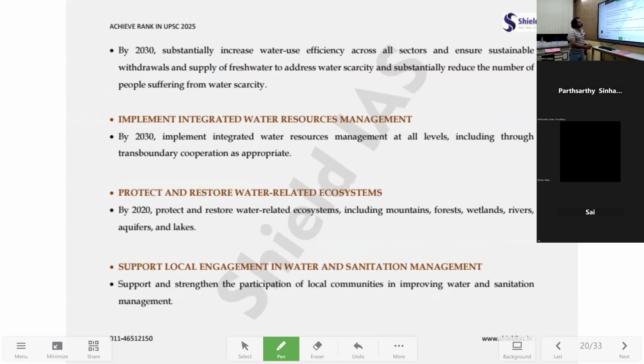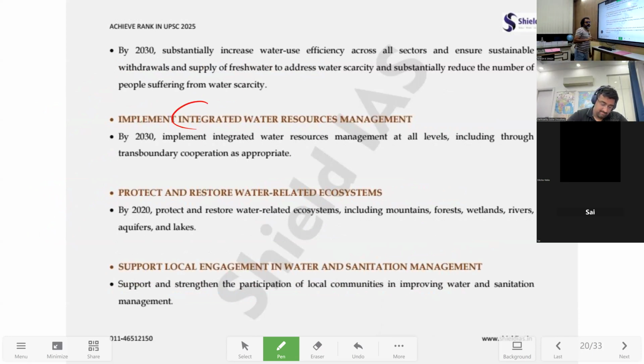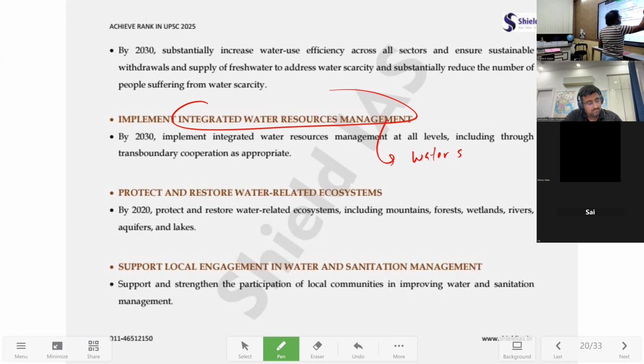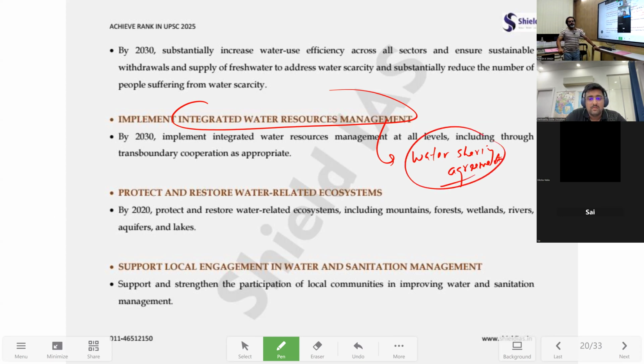Now, implement integrated water resource management. What do you mean by integrated? It means collaborative. That means countries should also agree on water sharing. So water sharing agreements with the neighboring countries. For example, the Indus Water Treaty of 1960 is the most stable treaty that India has made. But there is one dispute going on with respect to the Teesta River. So there should be stable water sharing agreements, and one stable example you can quote is the Indus Water Treaty.